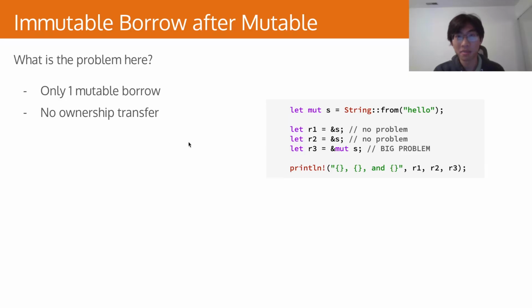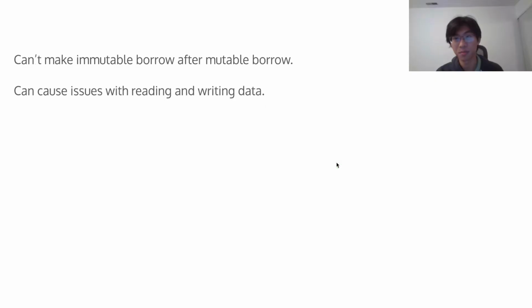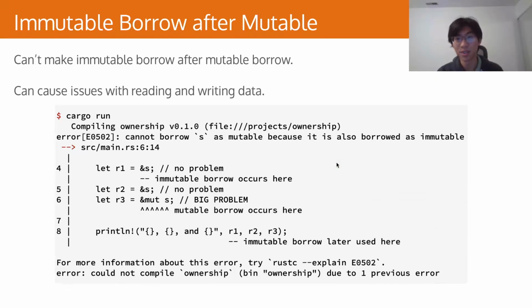So here is a common issue that people run into with references. And we see, well, here we only have one mutable reference and there's no ownership transfer, right? But what's the issue? The issue is, if you recall, we can only have one mutable reference or an infinite number of immutable references, but we can't have both. So if we try and run this code, cargo will complain. We have an immutable borrow, but then we make a mutable borrow after this, and we try and use them both at the same time.